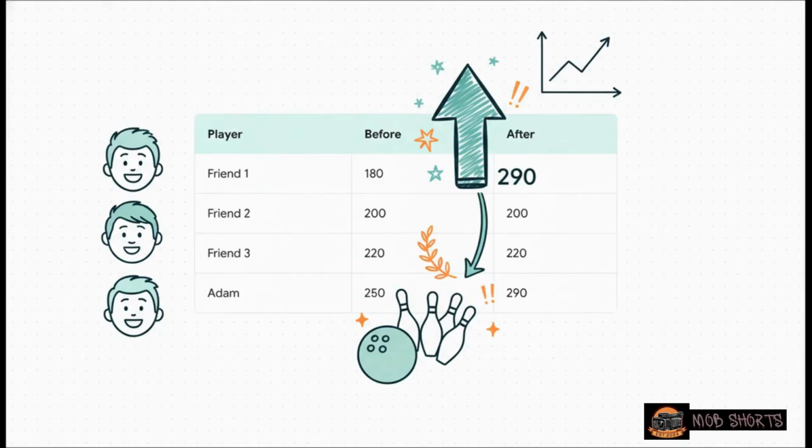Let's look at a real-world example to see what I mean. Picture this. You've got 4 friends. They're all pretty decent bowlers, and these are their high scores.